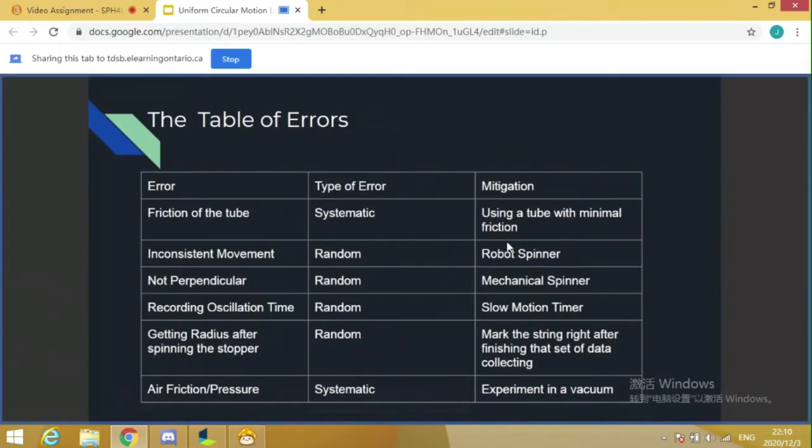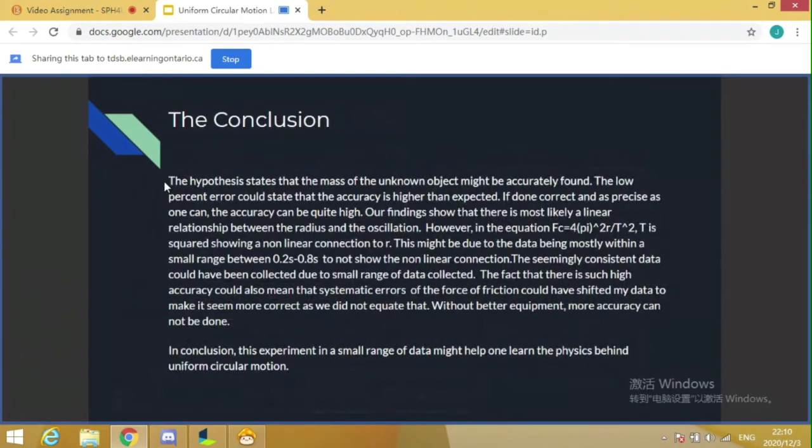So in conclusion, the hypothesis states that the mass of the unknown object might be accurately found. The low percent error can state that the accuracy is higher than expected. If done correctly and as precisely as one can, the accuracy can be quite high. Our findings show that there is most likely a linear relationship between the radius and the oscillation period. However, in the equation, T is squared, showing a nonlinear connection to the radius. This might be due to the data being mostly within a small range of 0.2 seconds to 0.8 seconds, which did not show the nonlinear connection. The seemingly consistent data could have been controlled due to the small range of data collected.